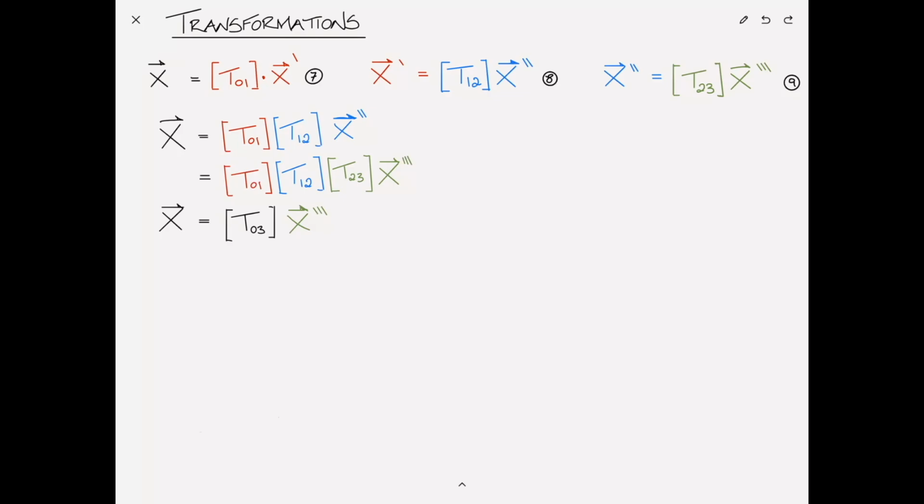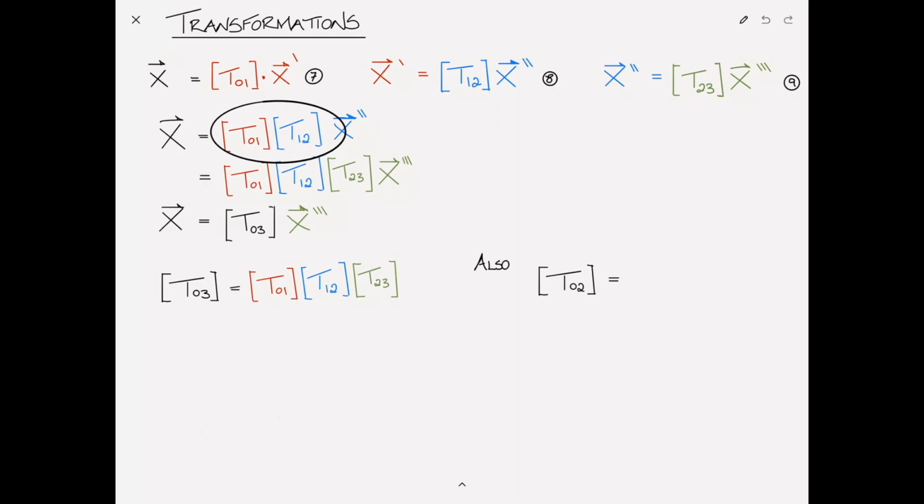So what's interesting about this is if we just compare these two equations, we can rewrite T03 as T01 times T12 times T23. So if we want to find a transformation to go from the 3 coordinate system to the 0 coordinate system, we just multiply the individual transformations together, and really what happens is the 1's cancel and the 2's cancel, and I'm left with T03. Similarly, if I wanted to find the transformation between the 2 coordinate system and the 0 coordinate system, that just comes from what I have up here. That's equal to T01 times T12.